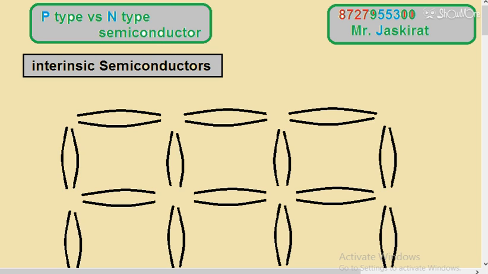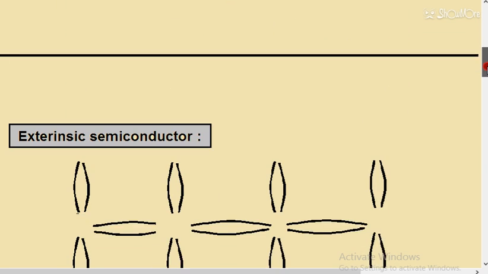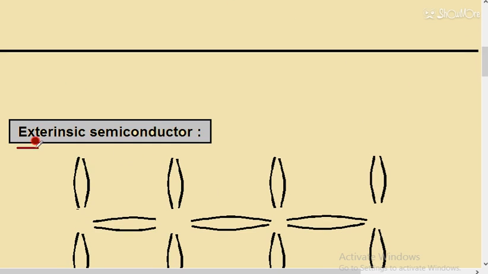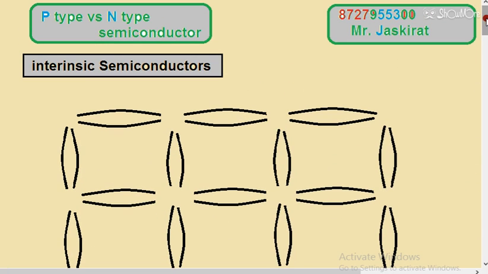We will start with the intrinsic semiconductors. Basically there are two types of semiconductor. One is intrinsic semiconductor, that is this one, and the other one is extrinsic semiconductor. I will discuss both in detail with you. So let's start first with the intrinsic semiconductor.